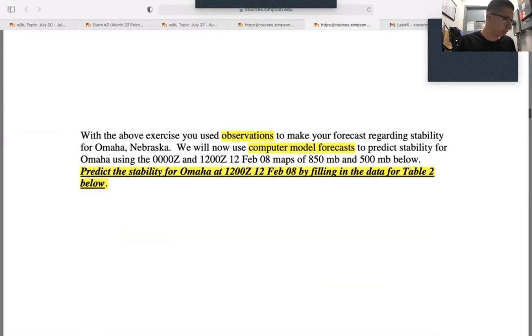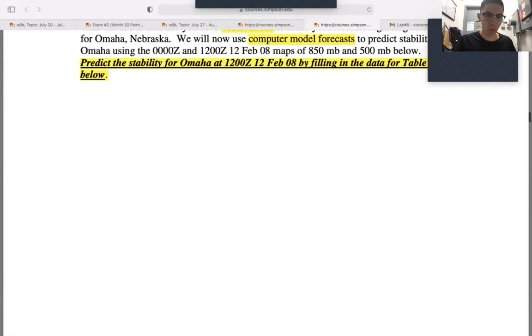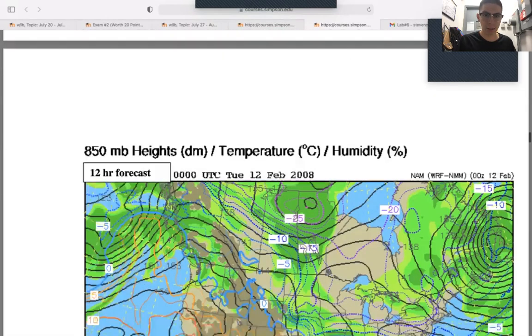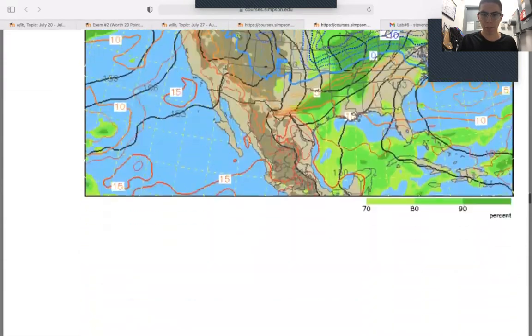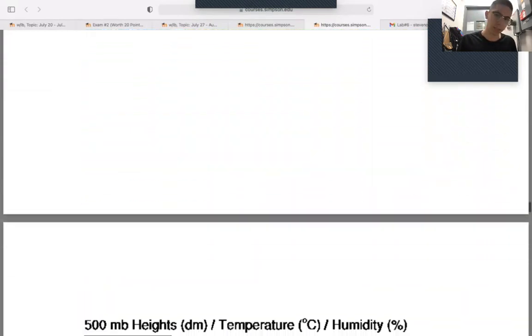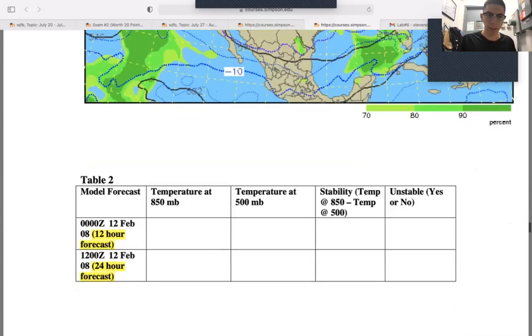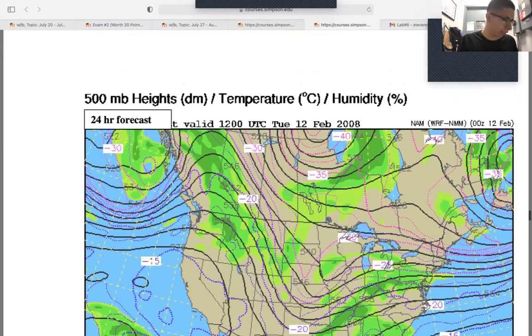Now we're gonna move on to, I believe, question 2. It's actually the second map. We're gonna use all these four maps and predict. The objective is to predict stability at 12Z, 12 February 2008. How do we do that? We would fill this chart out, but I will explain the process right now.